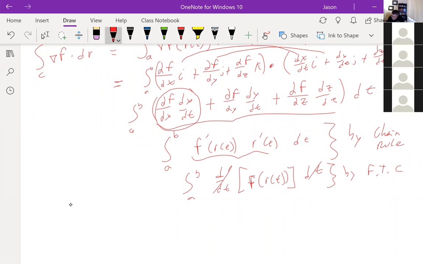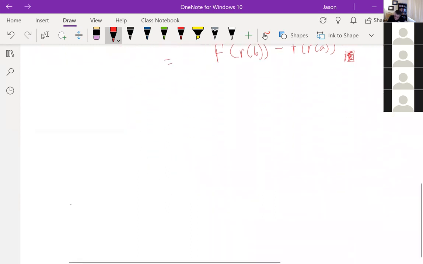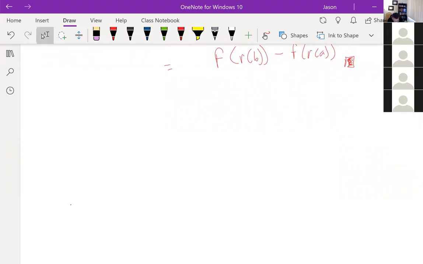And so by taking the derivative of the integral, what happens? I take the derivative of this thing, but then I integrate and I have limits, and this thing just becomes f of the upper limit, actually it's f of r of b, sorry, f of r of b minus f of r of a. Okay, and that's your proof there.